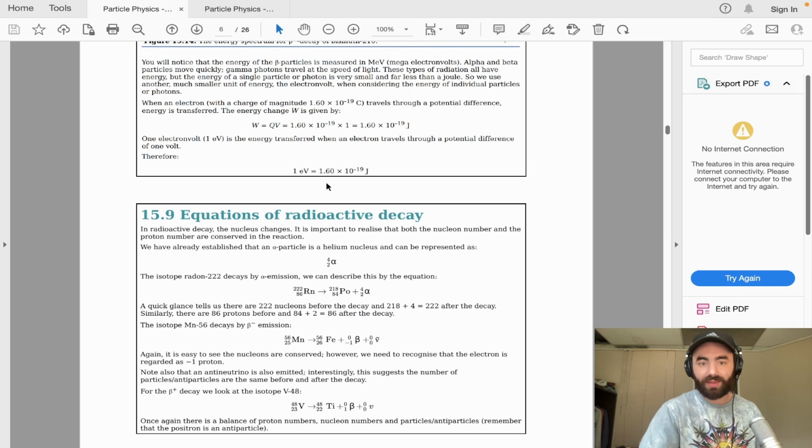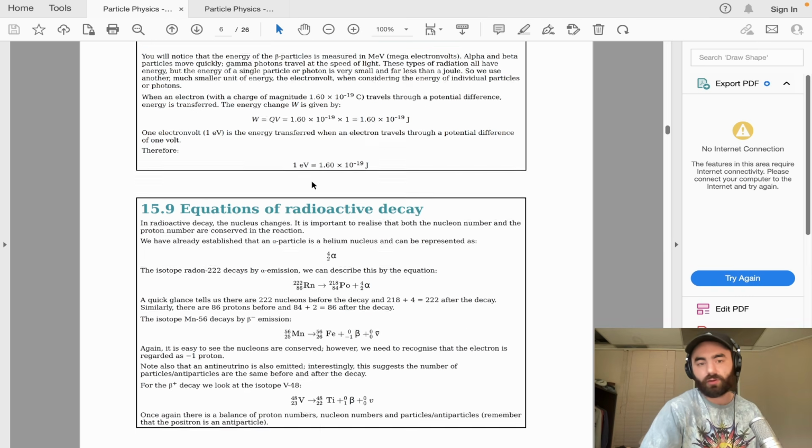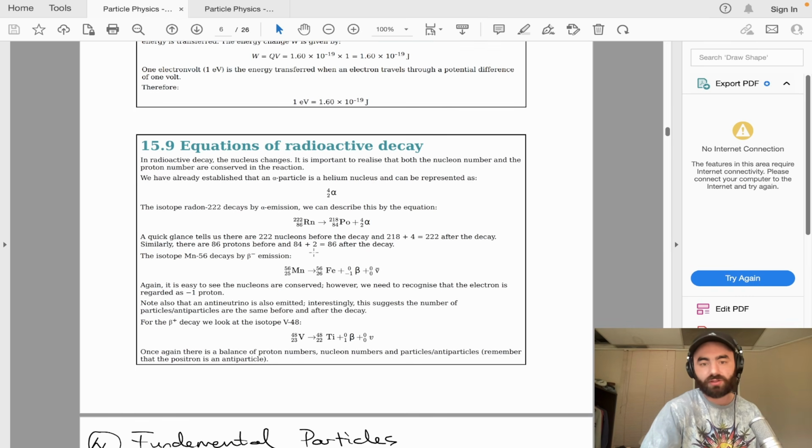One other thing here, the electron volt. Electron volts are just a way for us to describe very, very small amounts of energy. It's just 1.6 times 10 to the negative 19 joules. Sometimes they'll ask you to write things in electron volts. And in terms of the equations, this is really good. This is basically one of the most important things you're going to need to know: how these equations work.